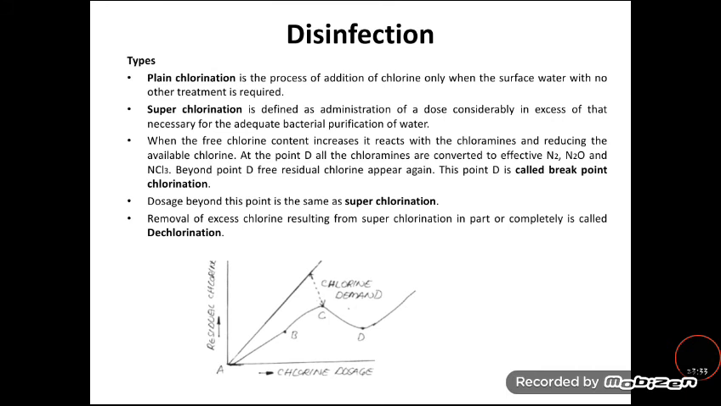The breakpoint chlorination gives an idea of the amount of chlorine to be added to the water to ensure the desired amount of residual chlorine. For that purpose we use the breakpoint chlorination. Dosage beyond this point is called superchlorination. The removal of excess chlorine resulting from superchlorination is called dechlorination.